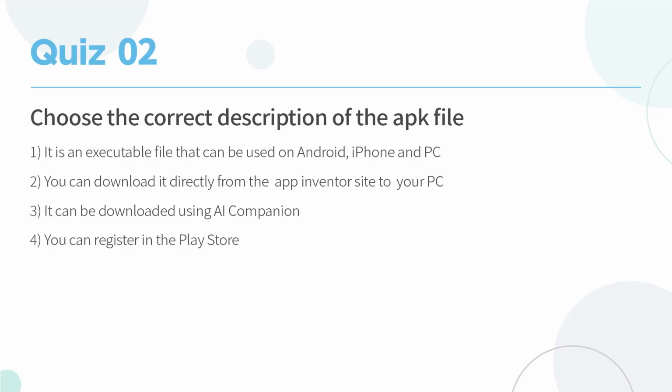Choose the correct description of the APK file. Number one, it is an executable file that can be used on Android, iPhone, and other personal computers. Number two, you can download it directly from the App Inventor website to your personal computer or your device, and it can be downloaded using AI Companion. Number four, you can register in the Google Play Store with the APK file. Which one is correct? Please think within 30 seconds.